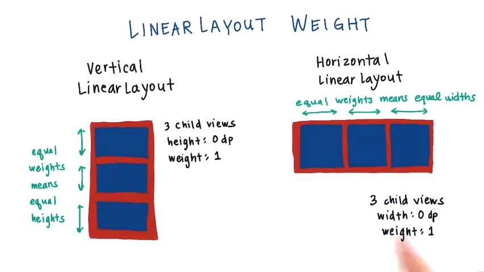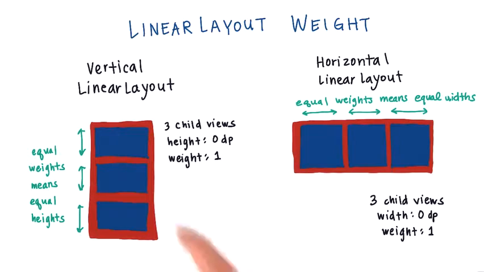And again, it doesn't have to have a weight of 1. It could be 2, 3, or any other value, or it could even have a weight of 0. If a view has a weight of 0, that means that it won't change depending on the available space left in the parent. It will basically stay the width and height that you give it.